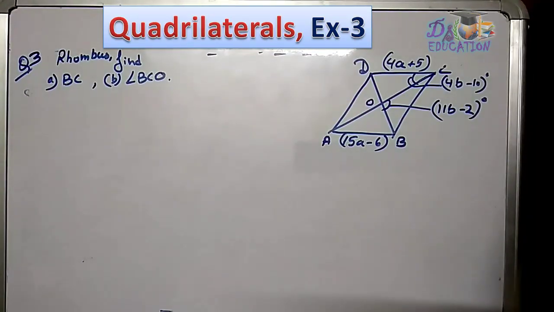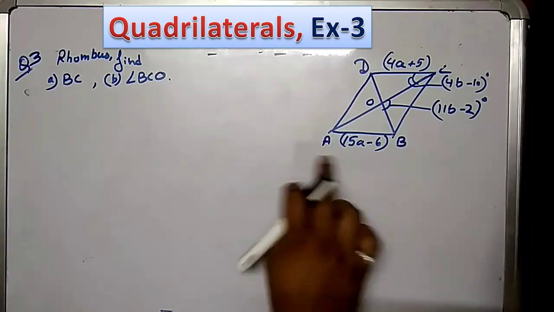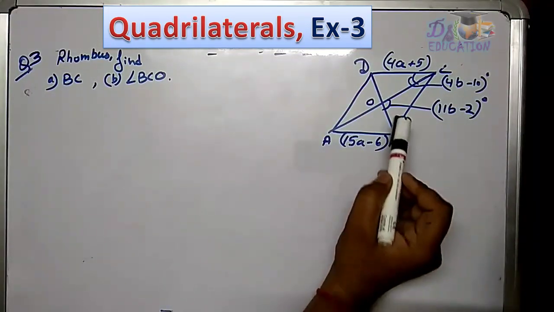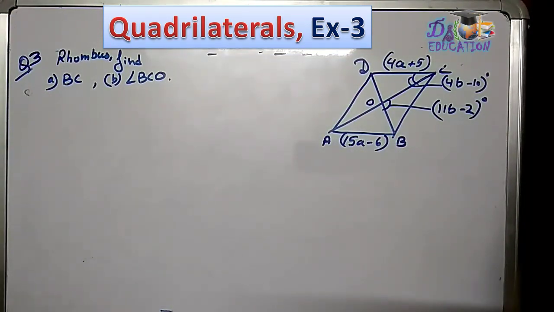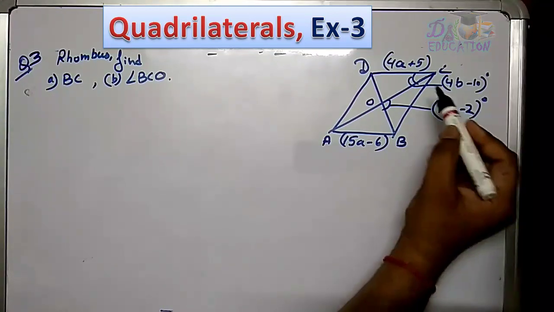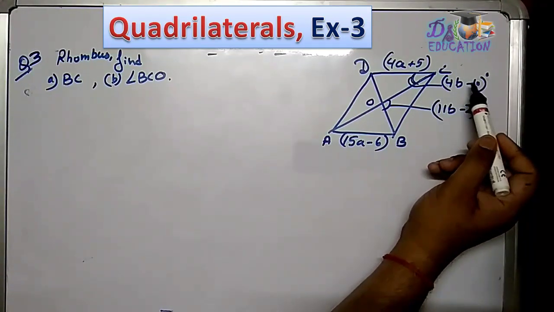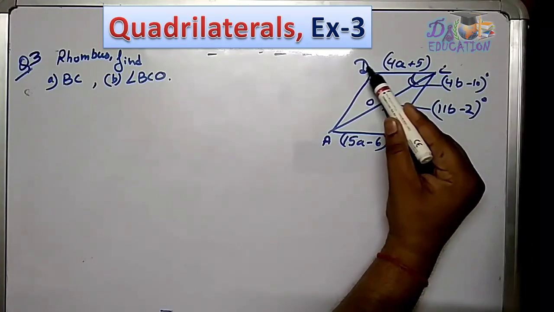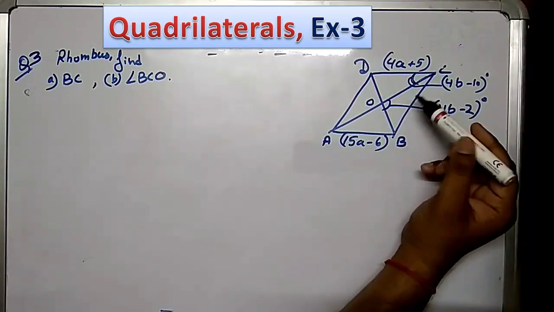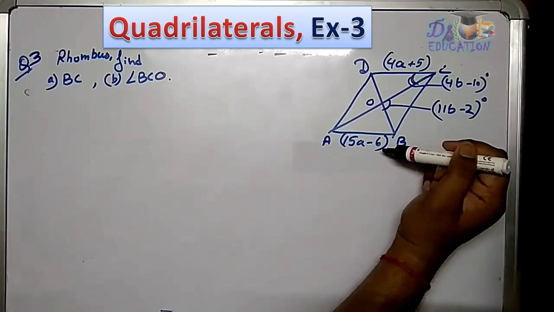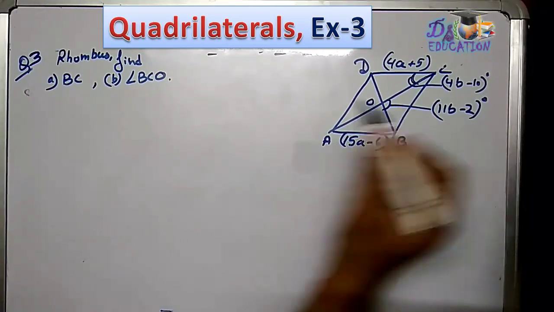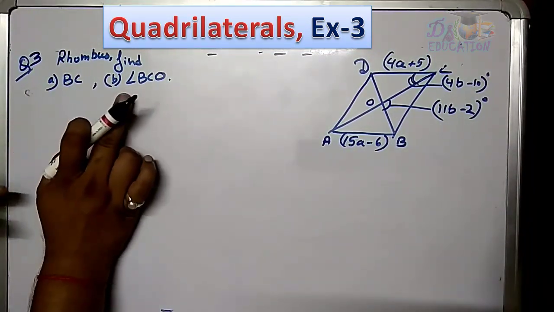Let us start with the next question. Rhombus ABCD is given. This angle is given as 11b minus 2 degree and this angle is given as 4b minus 10 degree, and the two sides DC is given as 4a plus 5 and AB is given as 15a minus 6. So let us start now, and we have to calculate BC and angle BCO.